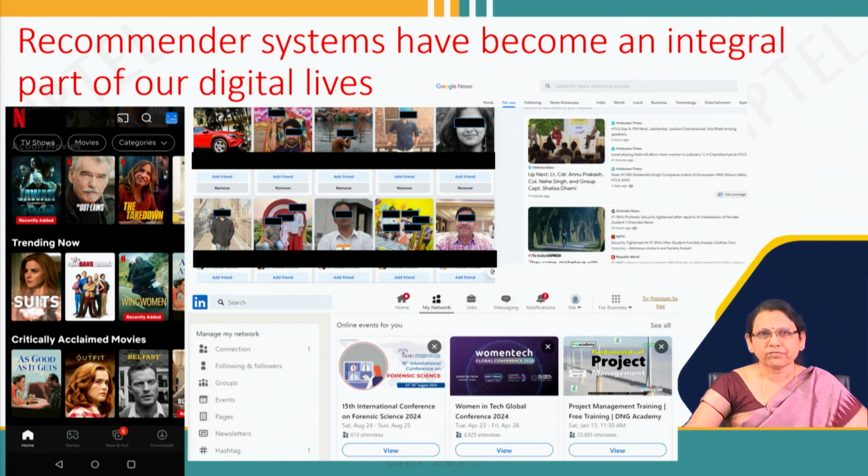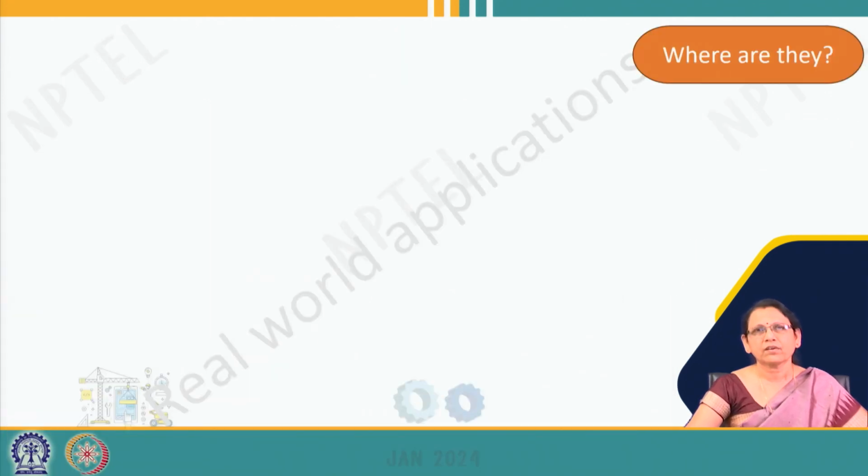Now, if we look at all the digital applications that we see around us, everywhere there is a recommender system. In fact, it has become an integral part of our digital lives. Look at this: when we watch movies on Netflix, we get many recommendations, friend recommendations on Facebook, and recommendations on sites like LinkedIn and Google News. So, everywhere there are recommendations, and to give them, they have to model our activities. Let us first look at the various commercial applications of this.